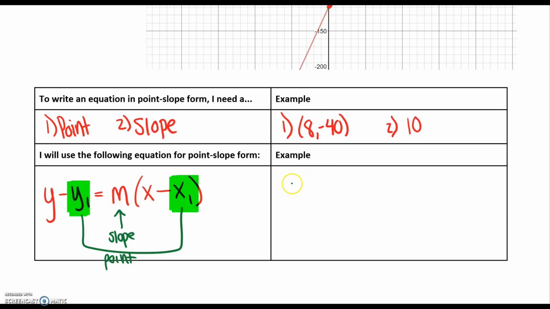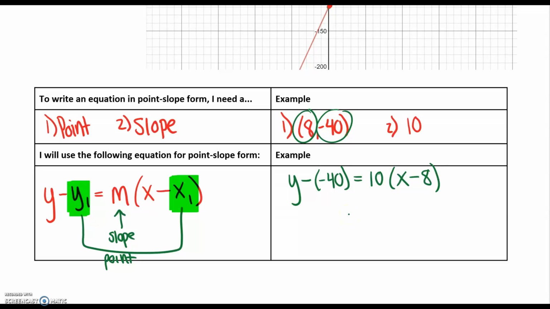So for our example, we would take y, and then we would subtract our y-coordinate. Our y-coordinate is the second coordinate here. It's -40. I'm going to put negative in parentheses because there is a double negative here. It's y minus your y-coordinate, and your y-coordinate is negative. And that's equal to your slope. Plug that in for m. And it's x minus whatever your x-coordinate is. Our x-coordinate is the first coordinate here. It's x minus 8. There's no double negative there.